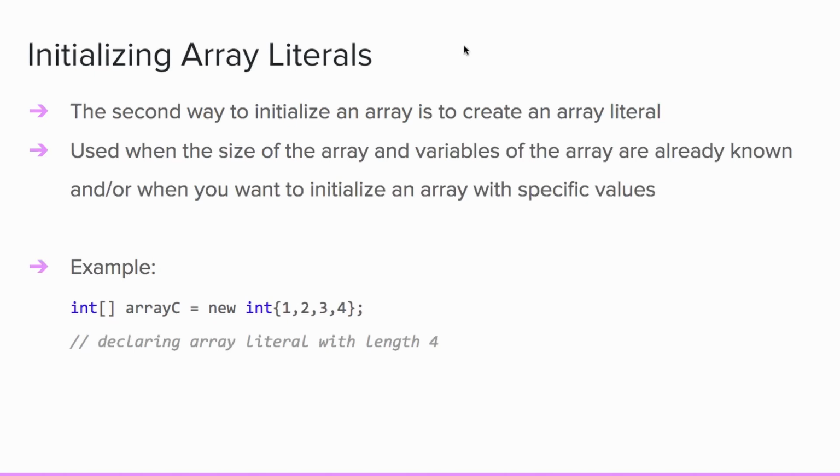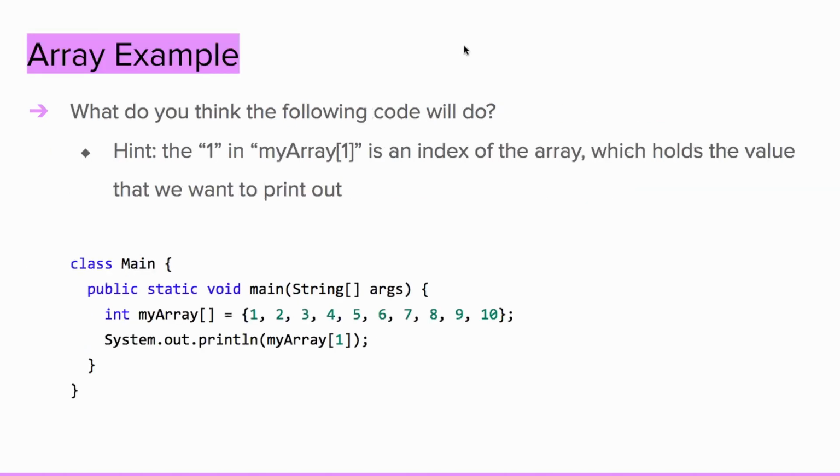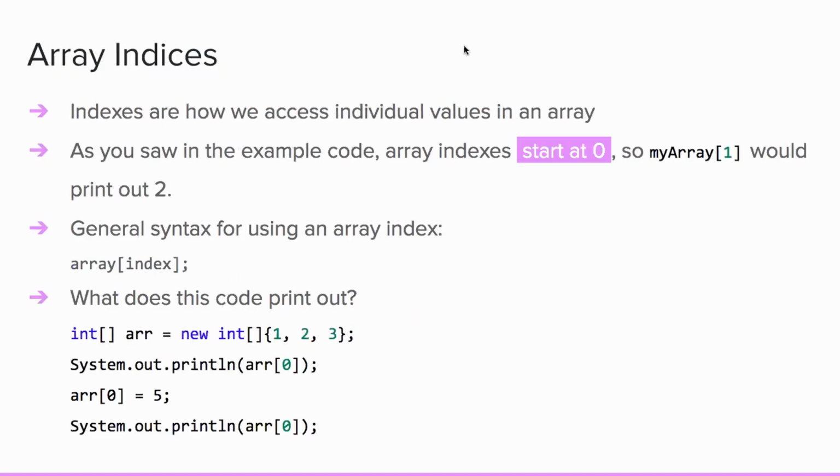Now we can take a look at an example. What do you think that the code on the slide will do? Our hint says that the 1 in my array 1 stands for the index of the array, which holds the value we want to print out. The code on the previous slide would print out 2. Since array indexes start at 0, we'll take the second value in the array list, not the first.